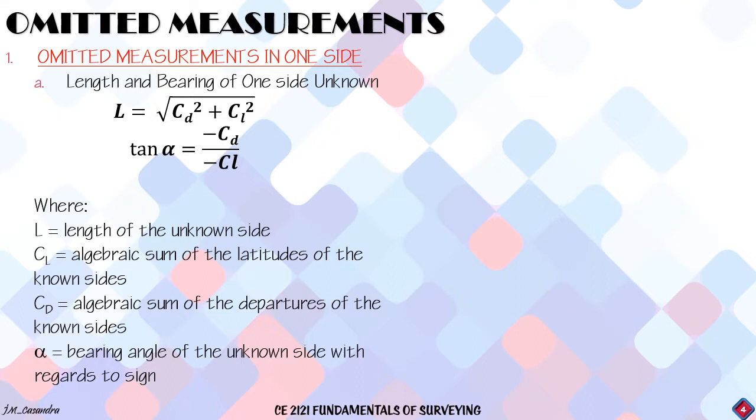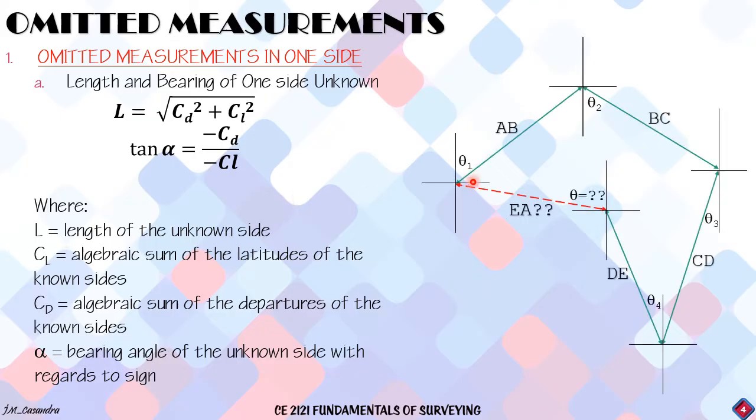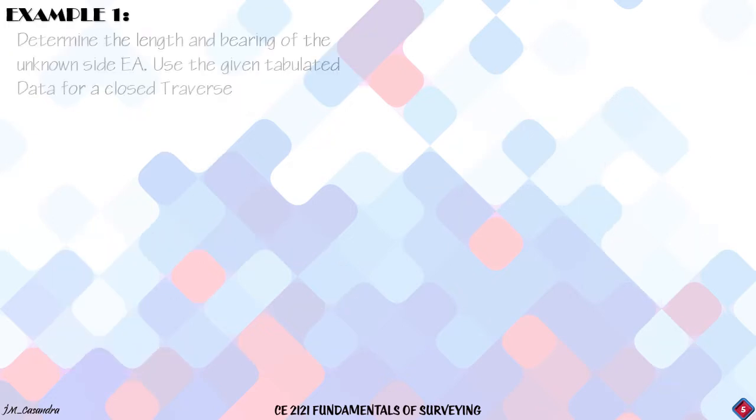So for the bearing angle, we will follow the negative signs of the computed CL and CD. So example we have here. In order to solve for this line EA, we have to apply these two equations to determine the length and its bearing. So to understand omitted measurements in one side, let's have an example.